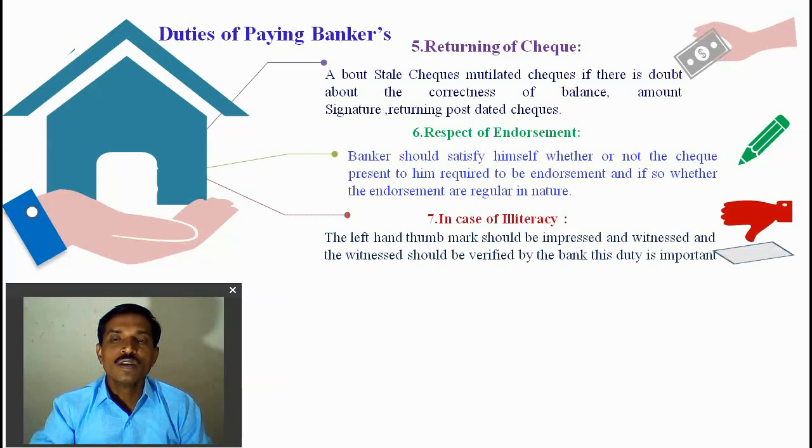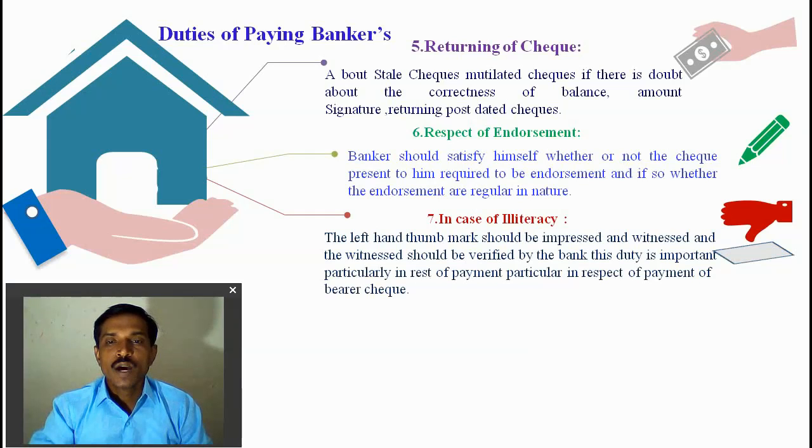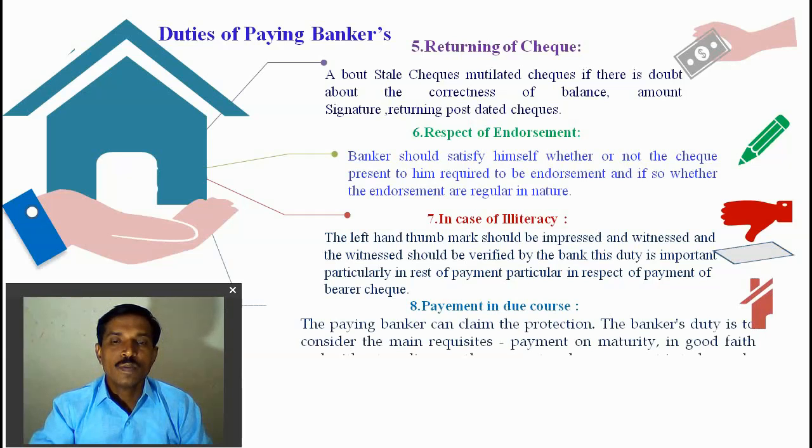In the case of an illiterate person, the left hand thumb mark should be impressed and the witnesses should be verified. This duty of the bank is important, particularly in respect of payment on a bearer check. So in the case of an illiterate person, the bank demands the customer's witnesses and the left hand thumb impression. It is the duty of the bank.